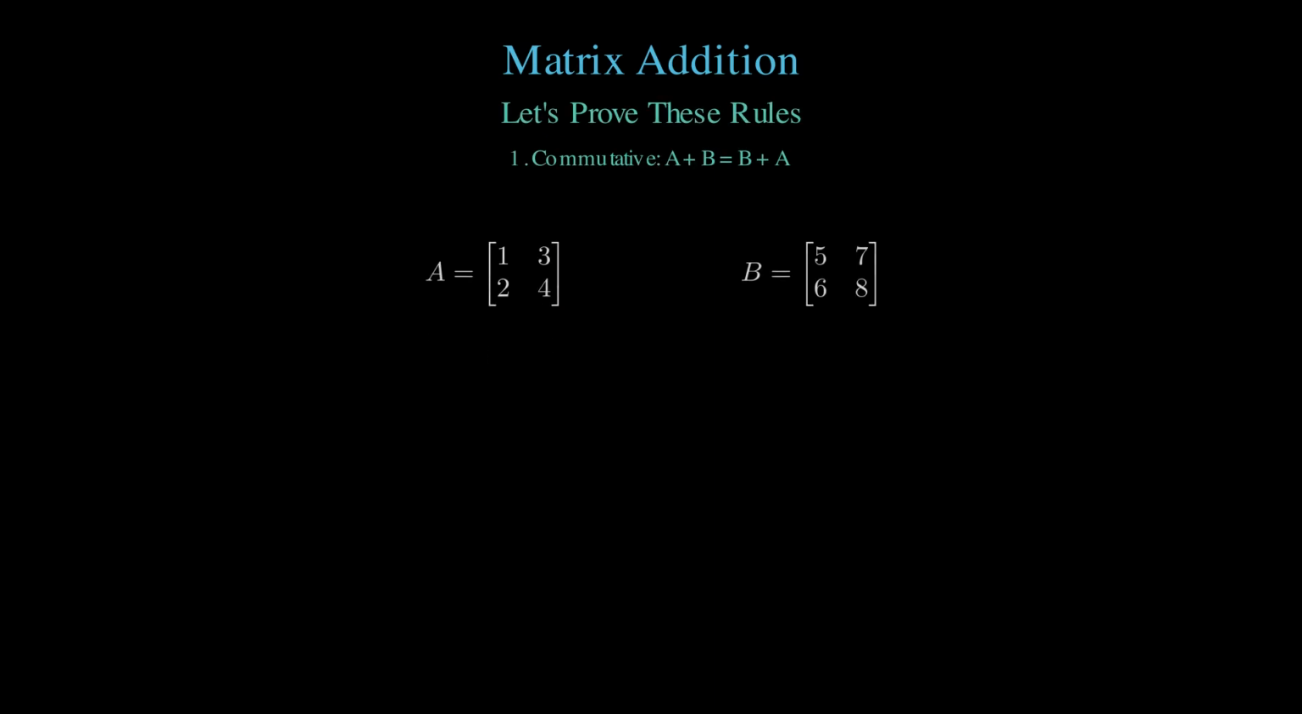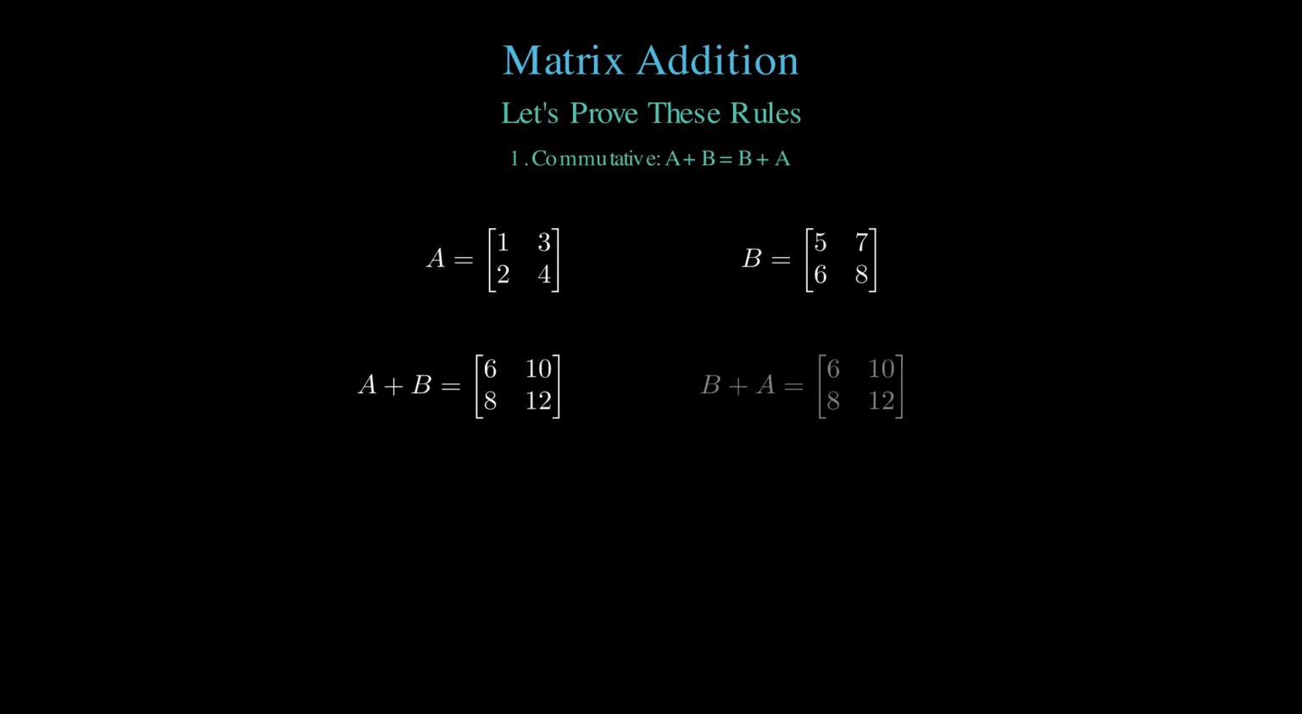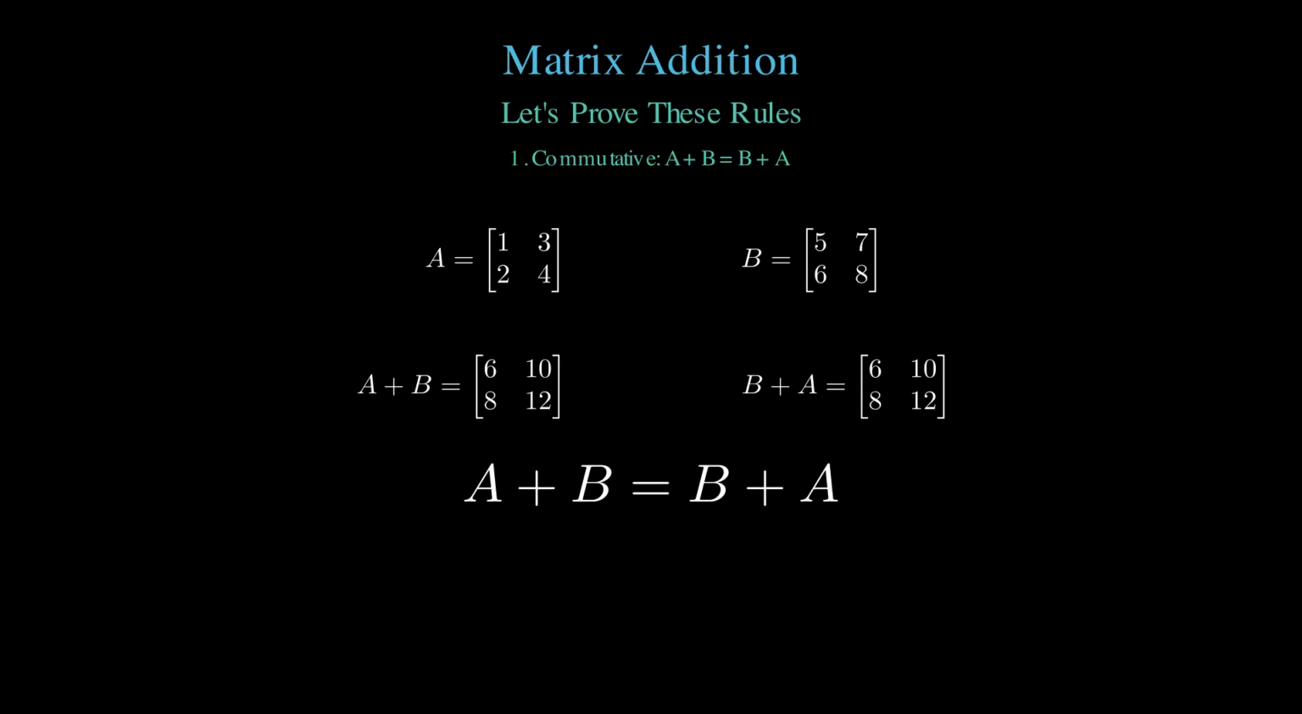Here's A and B side by side. Let's compute A plus B and B plus A. As you can see, both give the same result. So A plus B equals B plus A.